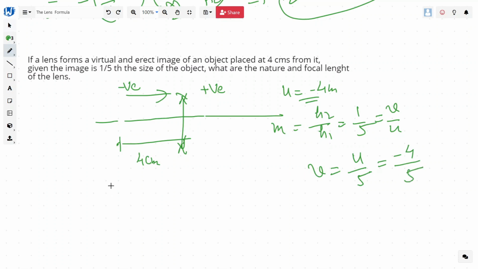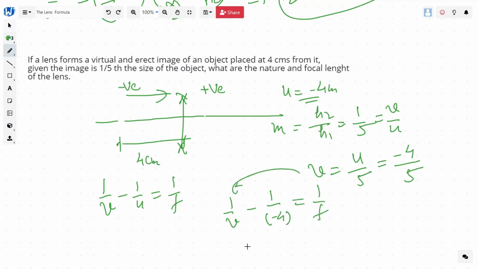So now let's use the lens formula. 1 by v minus 1 by u is equal to 1 by f. Everything is known. We want to find f, and u is minus 4, so 1 by minus 4, right? And this is 1 by f, and v is also known, so it is like 1 by minus 4 by 5, minus 1 by minus 4, and it's equal to 1 by f. And when you solve this, as expected, f is going to be minus 1 centimeters.